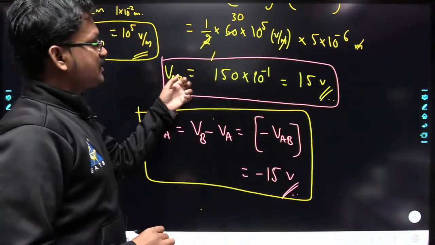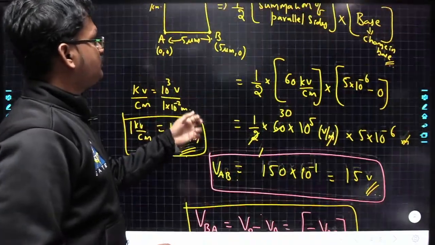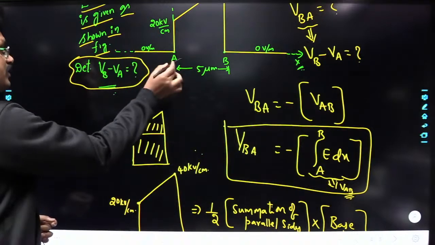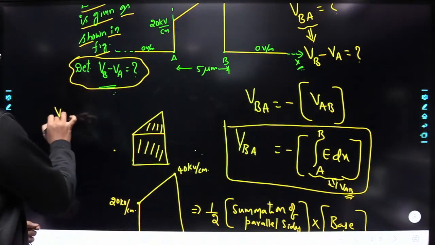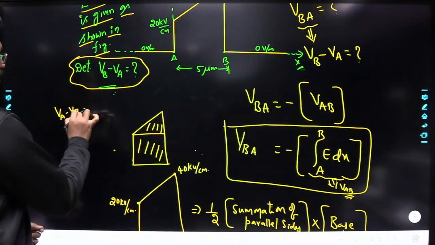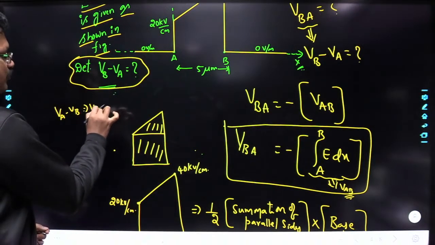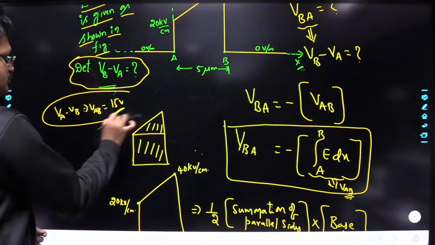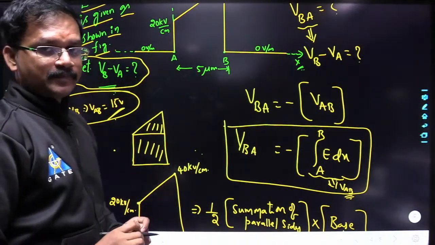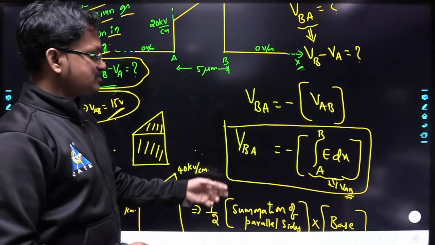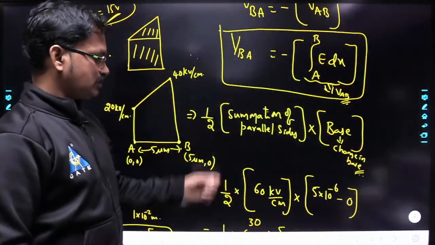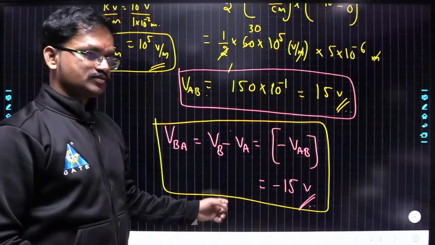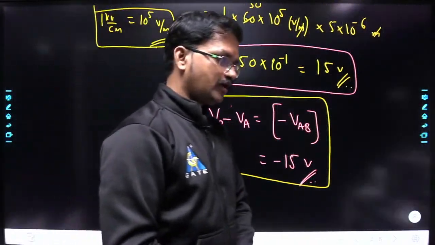See, in the same problem, if they have asked VA minus VB, that is VAB, then the potential is going to be plus 15 volts. Understood? Since they are asking VBA, that is nothing but minus of VAB, which is equal to minus 15 volts. Understood?